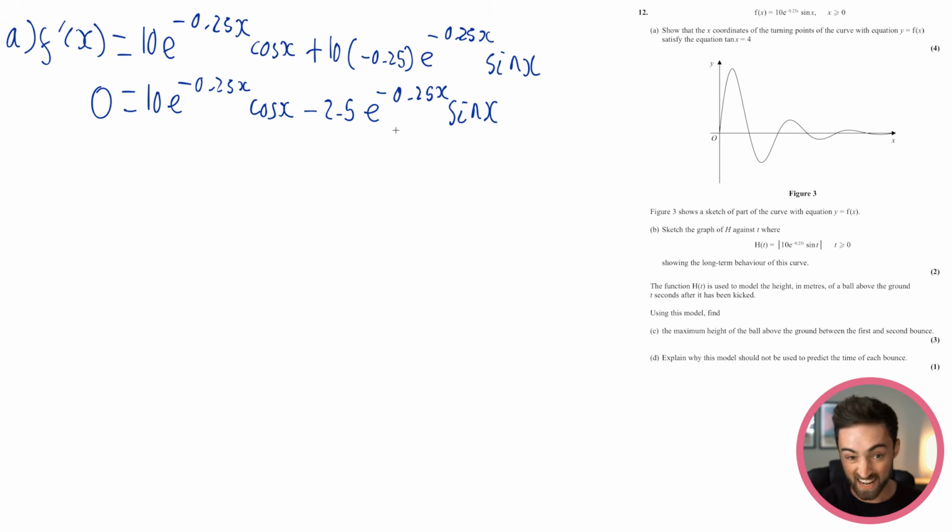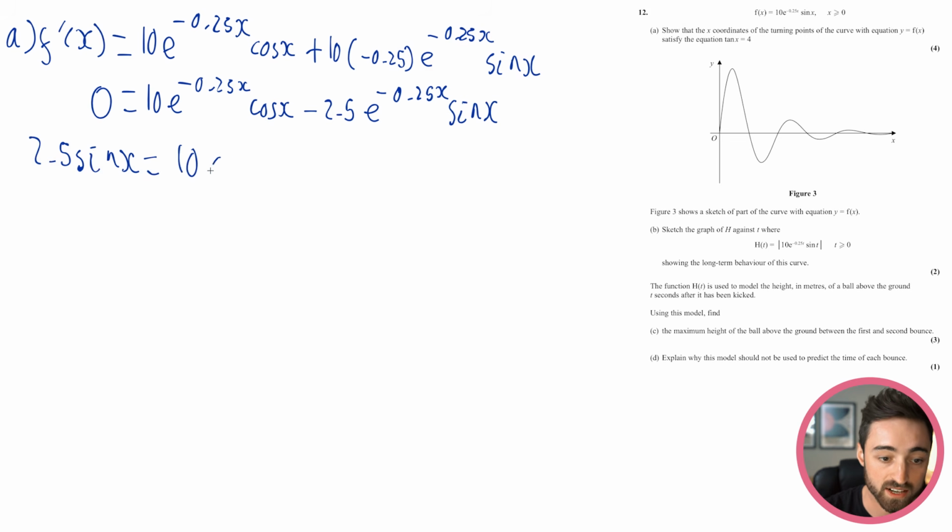So I know that I can divide by these exponentials willy-nilly because I know that they're never going to be equal to 0, so I'm not losing any solutions or anything. So I'm going to do that, and then I'm going to also just bring this 2.5 sine x over to the left-hand side. I'm going to get 2.5 sine x, these are gone now, is equal to 10 cos x. Right, super simple now. Divide by that 2.5, divide by the cos. So I'm going to get sine over cos, which is tan x, equal to 10 over 2.5, which is 4.